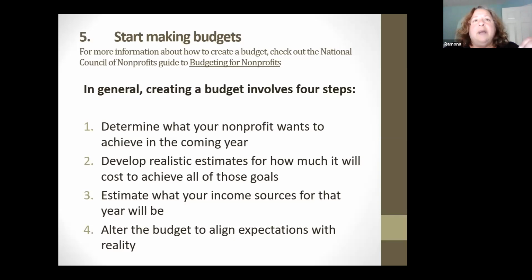Beyond events, or beyond projects that we're doing, we also do have these operating expenses, right? We have wages for employees and benefits. We have office expenses.